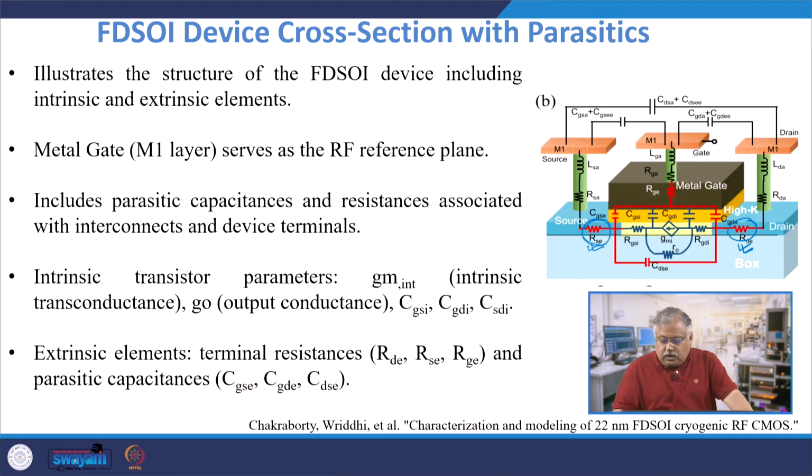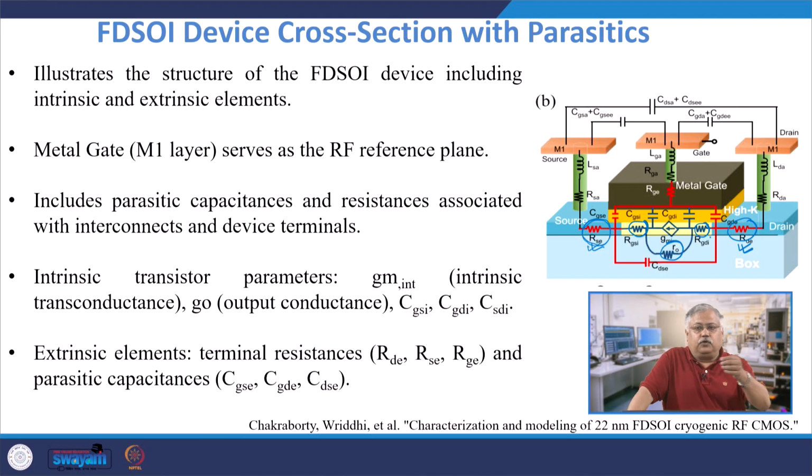Then you will also have, as you go further inside, RGSI and RGDI. This is basically gate to source intrinsic resistance, and this is gate to drain intrinsic resistance. So gate to source and gate to drain intrinsic resistance, which you will see. And therefore, this R0 is basically the channel resistance, the small signal channel resistance.